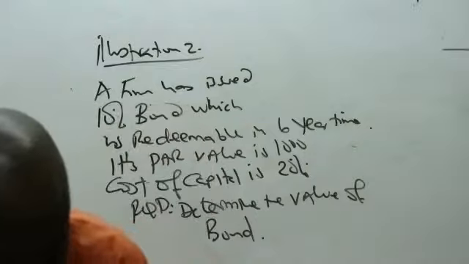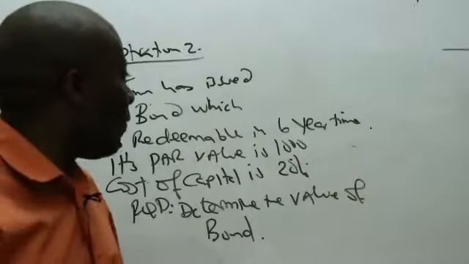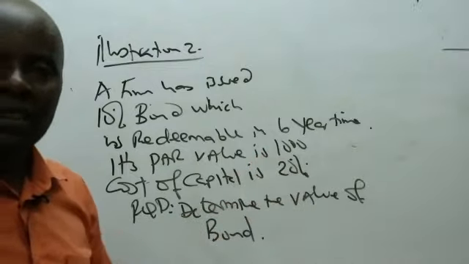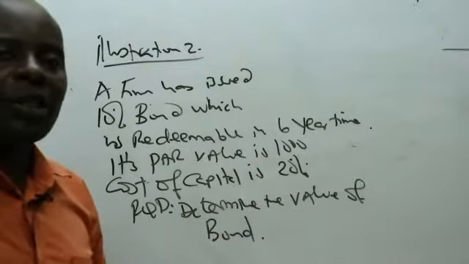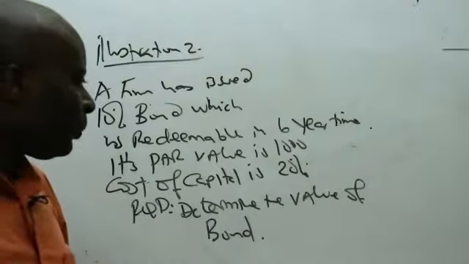So what figure are we able to get, my friends? Yeah, par value is 1,000. Par value can be given anything, but for bonds, mostly the par value is 1,000.